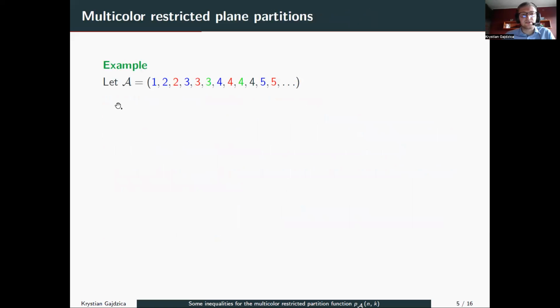Let us consider the sequence of consecutive positive integers such that each number j appears in j distinct colors. If we take, for instance, k equals 7, then for a given parameter n, we look only at those partitions of n whose parts belong to the multiset which consists of the 1 in blue, 2 in blue, and up to the 4 in blue.